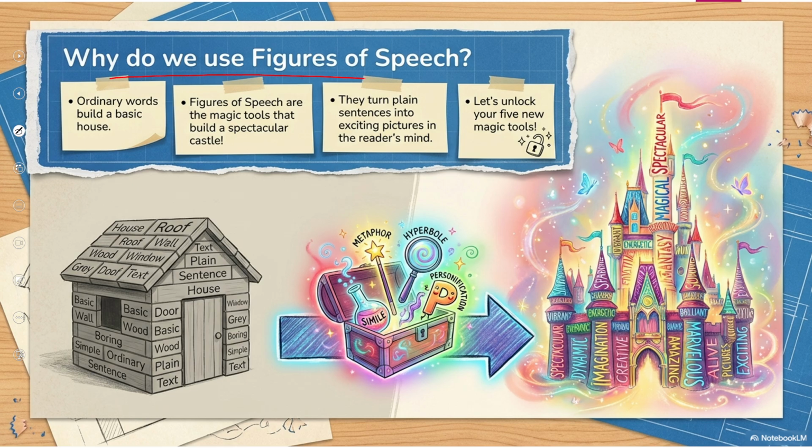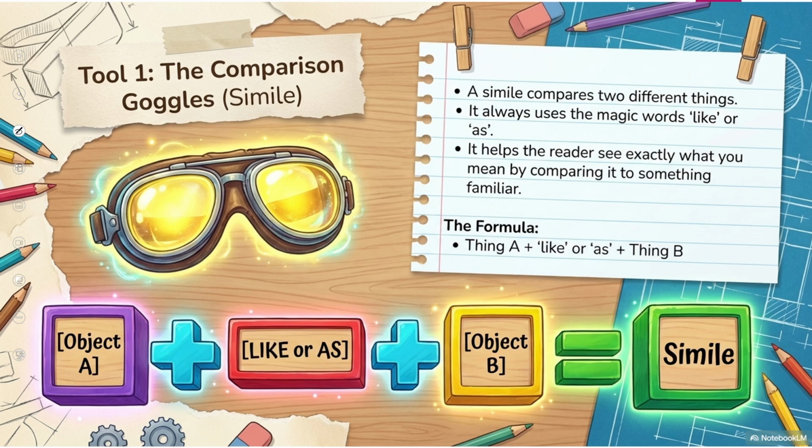Why do we use figurative speech? Those toolkits are called figurative speech. Ordinary words build a basic house. Figures of speech are the magic tools that build a spectacular castle. They turn plain sentences into exciting pictures in the reader's mind. Let's unlock your 5 magic tools which we call figures of speech.